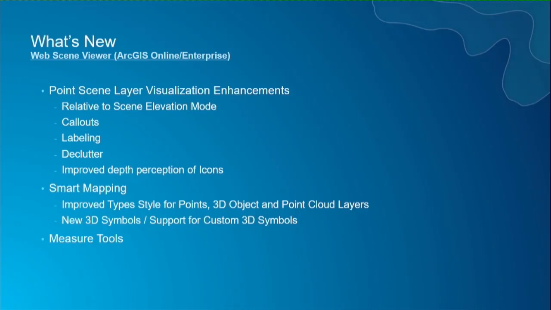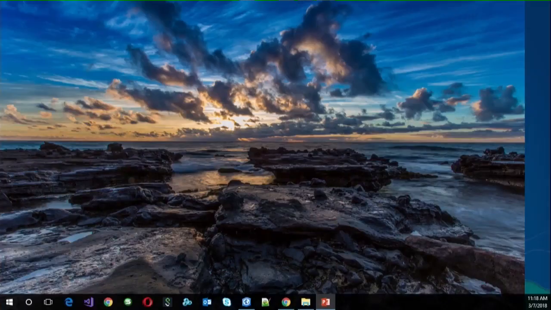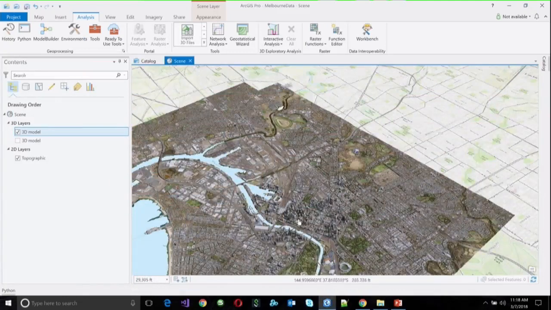Smart mapping, one of my favorite parts, is the ability now to dynamically style or symbolize your scene without really reauthoring the content. I can quickly show that in the demo, that you can actually, on the fly, change the stylization of the scene for the same layer, and the performance is great. The measure tools have been added within the web scene viewer. So, without any further ado, let me go to the demo real quick and show you a few things.